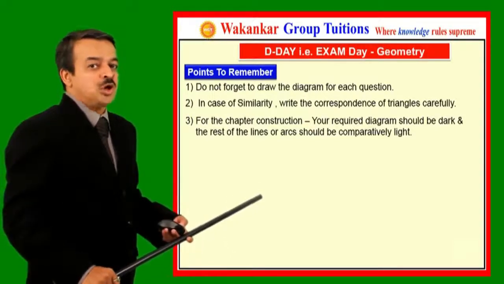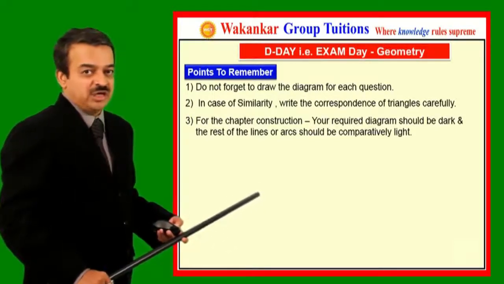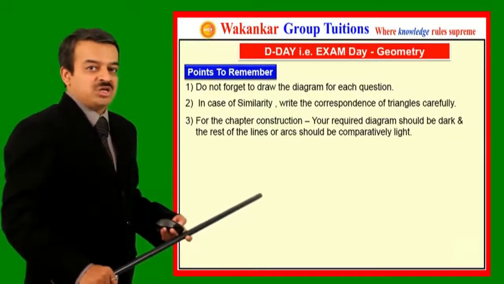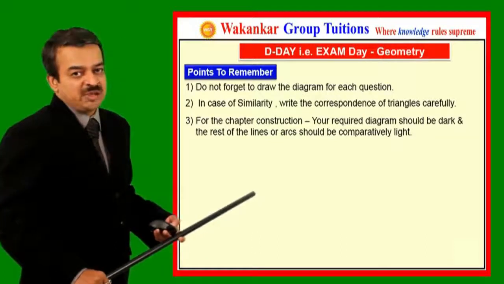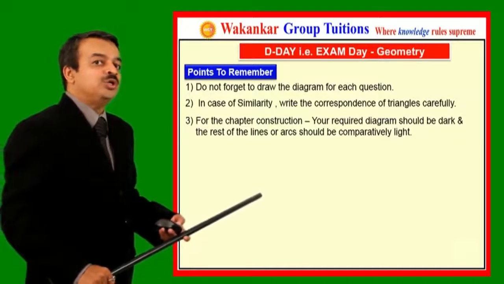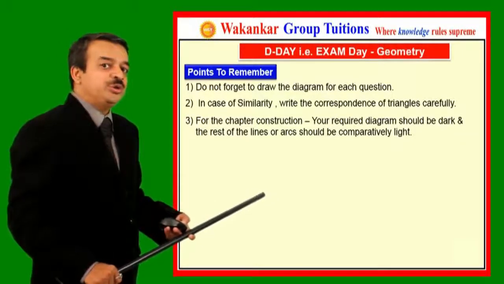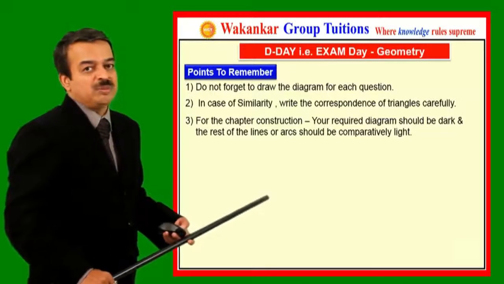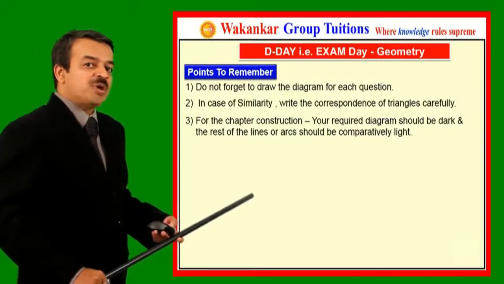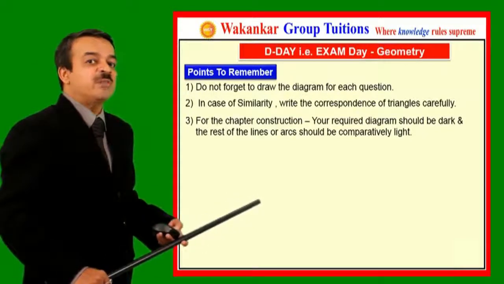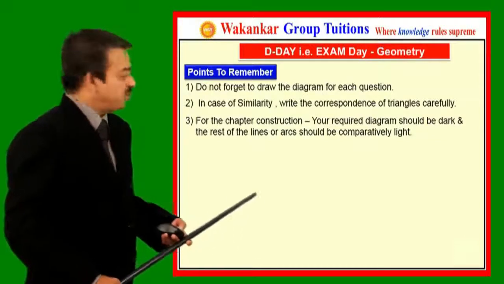If you are supposed to draw the circumcircle of a triangle, your circumcircle should be dark, your triangle should be dark, but you all know to draw the circumcircle you need to draw a minimum of 2 perpendicular bisectors. So those 2 perpendicular bisectors should be comparatively very light.